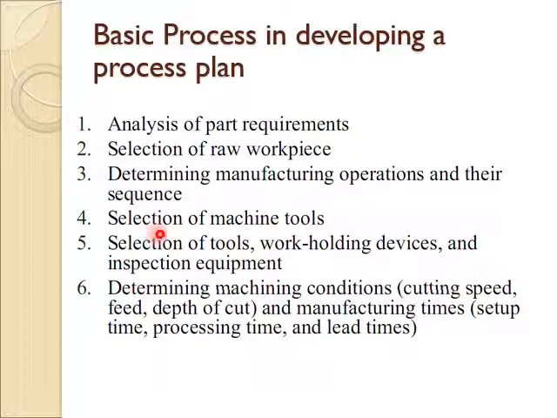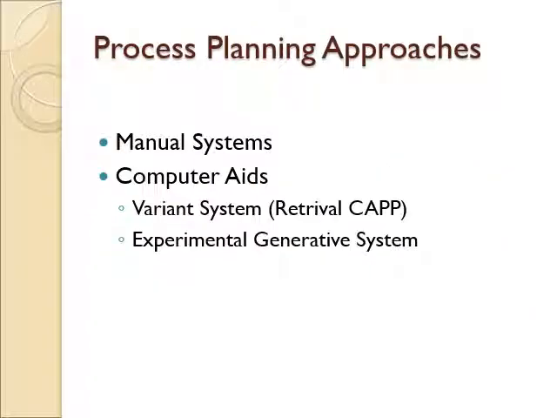Then we select the machine tools, the different tools to be used for that process. Then we select the tools, the work holding fixture devices and inspection equipment. Then we determine the machining conditions like cutting speed, feed, depth of cut, and manufacturing times, which are the setup time, processing time, and lead time. These three terms are the manufacturing times, and the others are machining conditions. These will be determined, and as per these conditions, we plan the process.